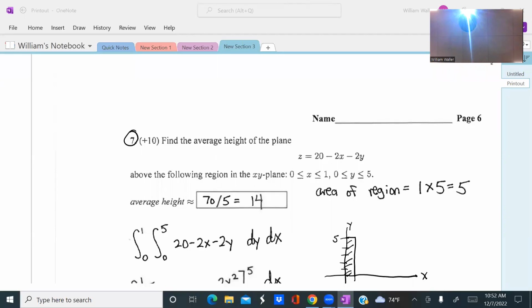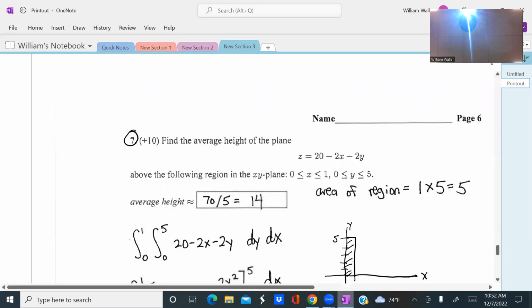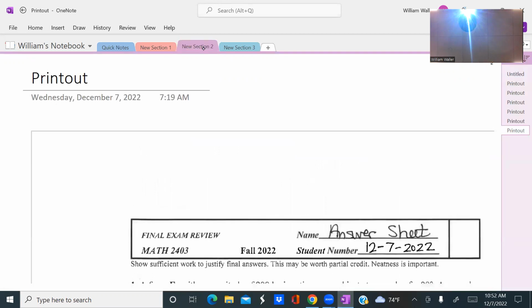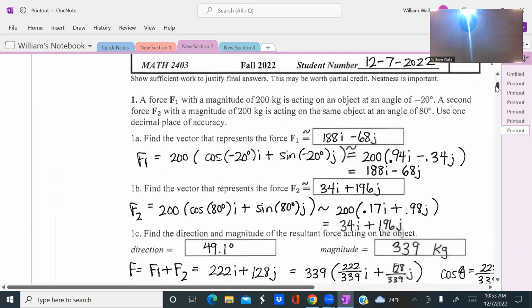All right. Let's resume recording here. Let's switch over to the final exam review. Oh, there it is. Okay. So let's look at some problems on the final exam review. I'm not going to go back through any of the vector problems, but you can look at the final exam review, and it gives you a good guide as to the type of vector problems you might expect.